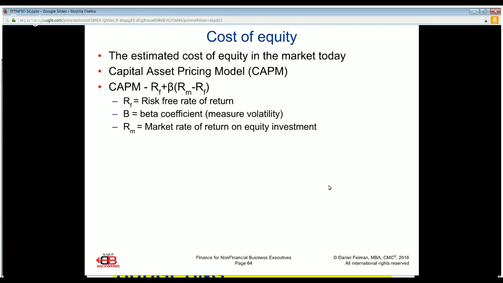So if our risk-free rate is 2, that's the first element in the formula. If the beta coefficient, let's say, is 1.5, and R sub M minus R sub F gives us 11, we have 1.5 times 11. That'll give us about 16.5%, plus our risk-free rate of 2 equals 18.5% as our cost of equity.